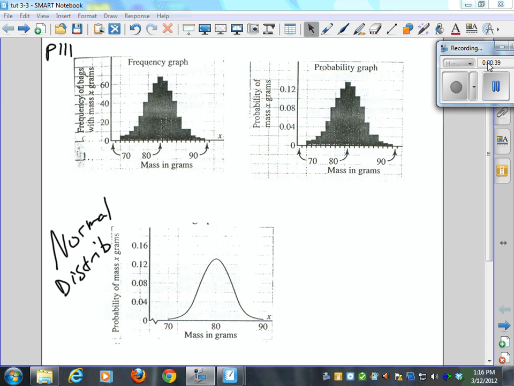Okay? An inspector for a potato chip manufacturer measured the masses of 500 bags of potato chips to the nearest gram. That sounds like a nice job, eh? You take 500 bags and weigh them. The results are displayed in the two graphs below. The frequency graph shows the number of bags for each mass. The probability graph shows the probability that a randomly selected bag from the 500 bags has each mass. The probabilities for this graph are calculated by dividing each frequency in the frequency graph by 500.